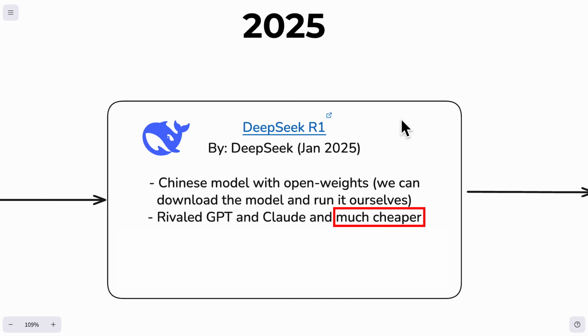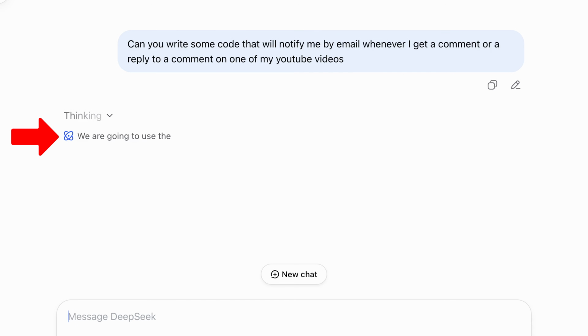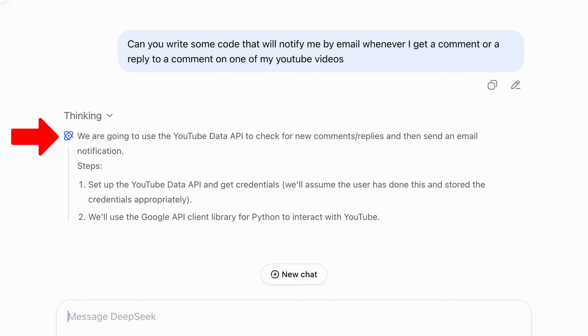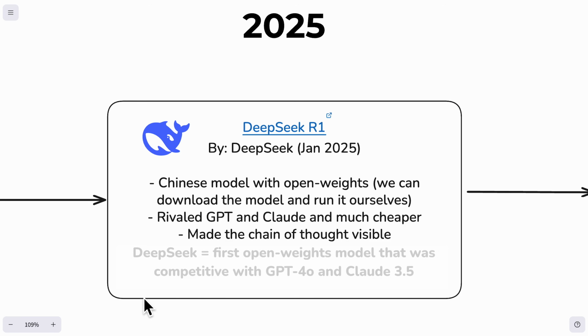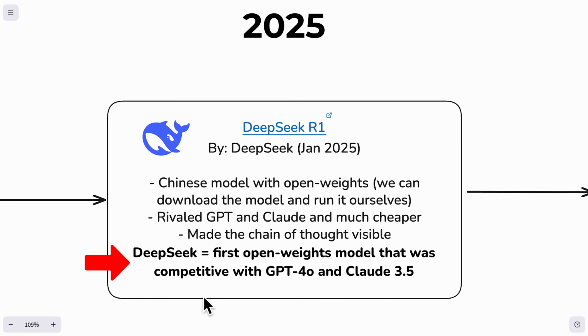It was also much cheaper to run, and it made the full chain of thought visible, which OpenAI at the time was trying to hide. So basically, DeepSeek was important because it was the first open weights model that was competitive with GPT-4o and Claude 3.5, and in many ways surpassed these models in terms of openness and cost to run.